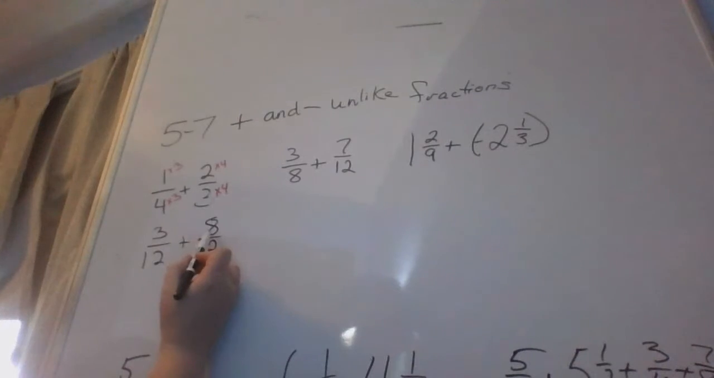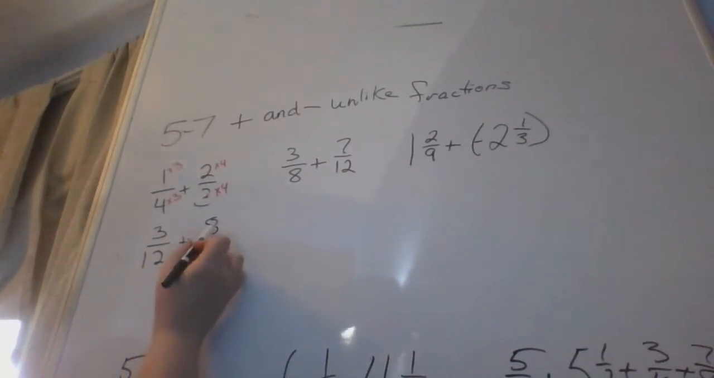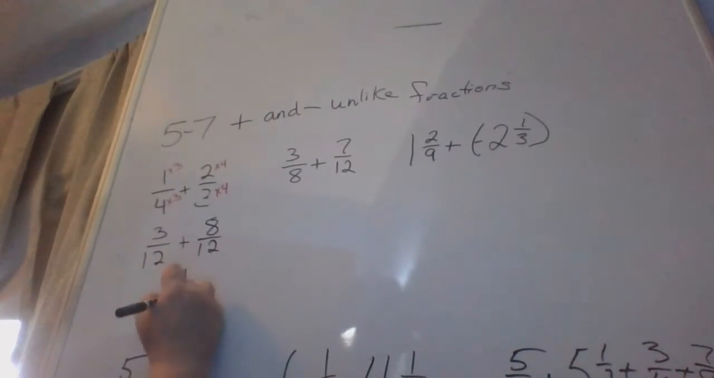So my answer here, I'm going to add those numerators up. Remember, those are the number of pieces that I have. So I add those up and I get 11. They're still broken into 12ths. So my answer there is 11/12.